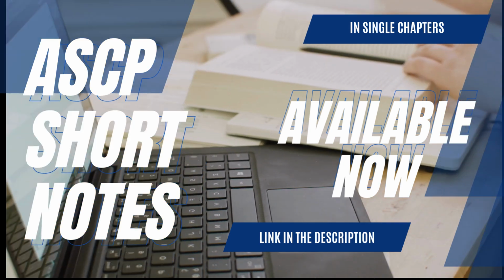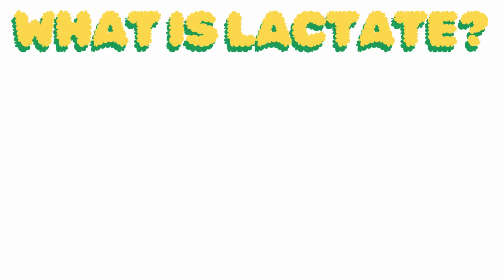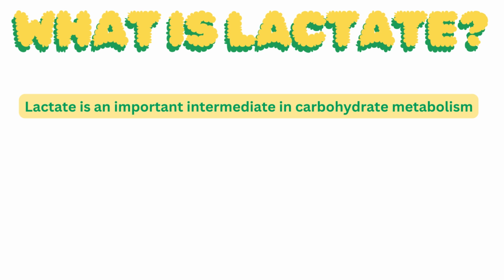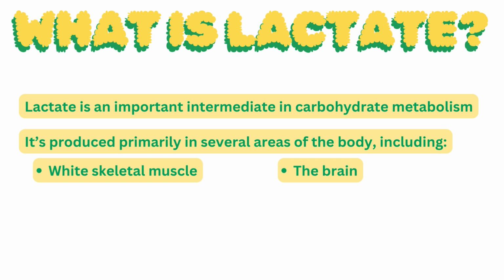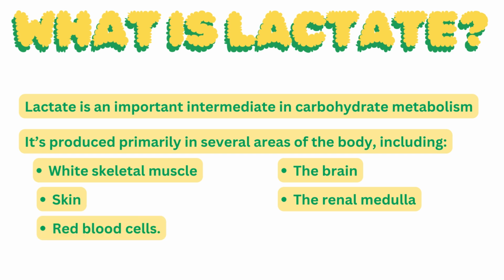Let's start with lactate. What is lactate? Lactate is an important intermediate in carbohydrate metabolism. It's produced primarily in several areas of the body, including white skeletal muscle, the brain, skin, the renal medulla, and even in our red blood cells.